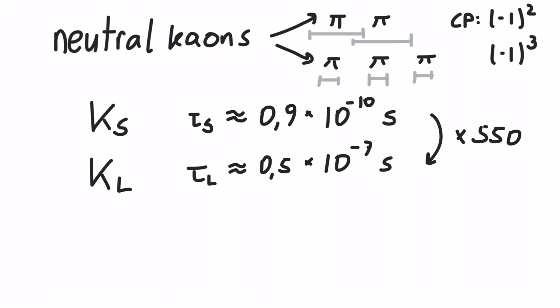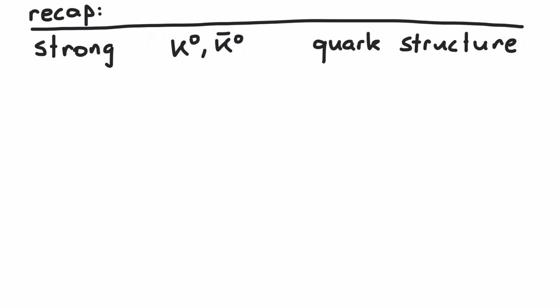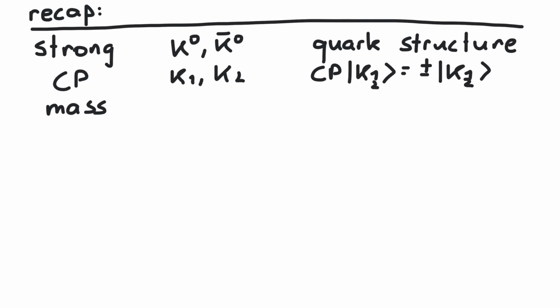The propagation in the lab tells us that they have a well-defined mass, since time evolution in quantum mechanics is, in the simplest case, due to an imaginary phase depending on the energy, which relates to the mass. Let's recap. We're looking at neutral kaons in 3 different basis systems. We have the strong eigenstates based on their quark structure. Next, the CP eigenstates, which we constructed to fulfill CP eigenvalue equations. Finally, the mass eigenstates having a well-defined mass in order to be the ones that propagate.